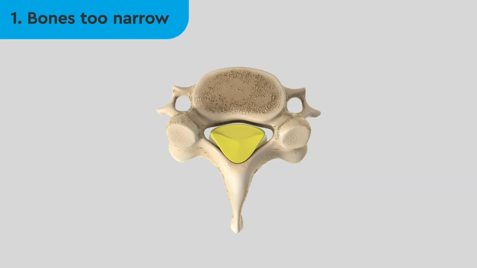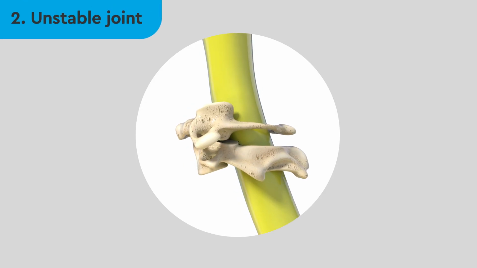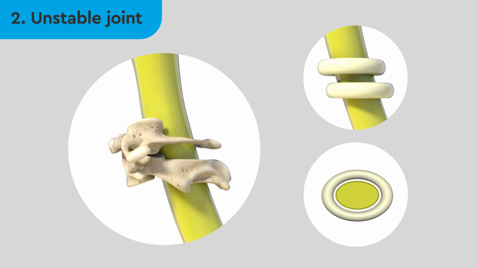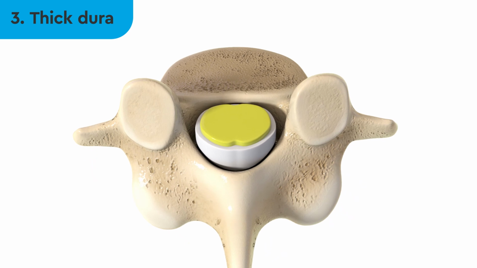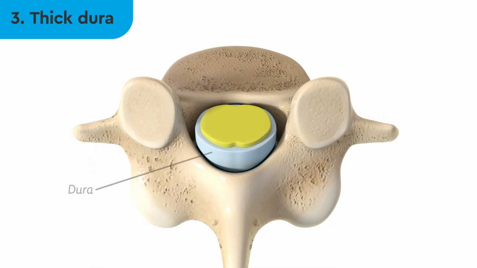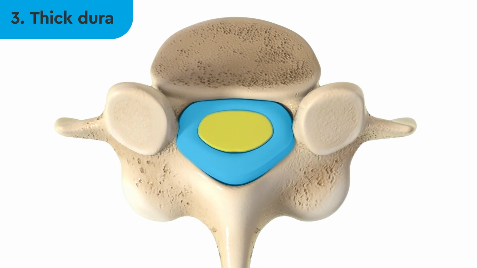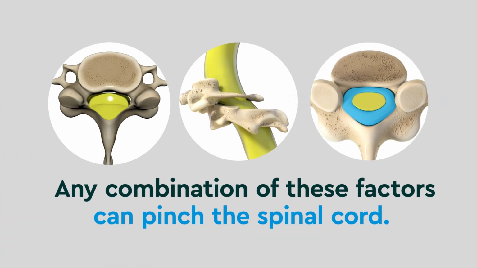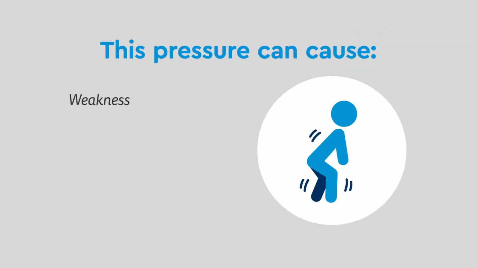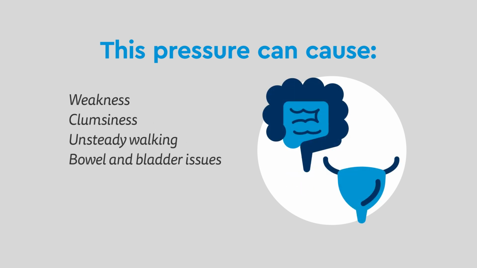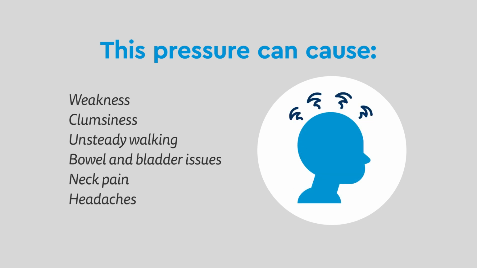First, the bones of the spinal canal can be too narrow. Second, the joint can be unstable, pinching the spinal cord between 2 misaligned rings of bone. And third, the outer protective layer of the spinal cord, called the dura, can be too thick. Any combination of these factors can pinch the spinal cord. This can cause weakness, clumsiness, unsteady walking, bowel and bladder issues, neck pain, and headaches.